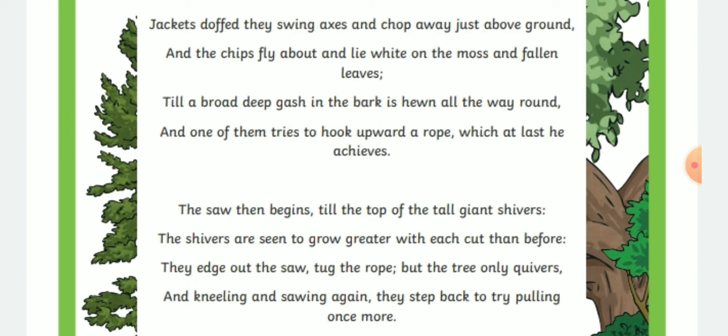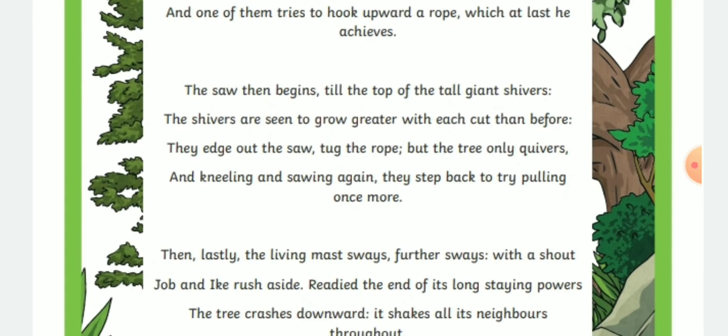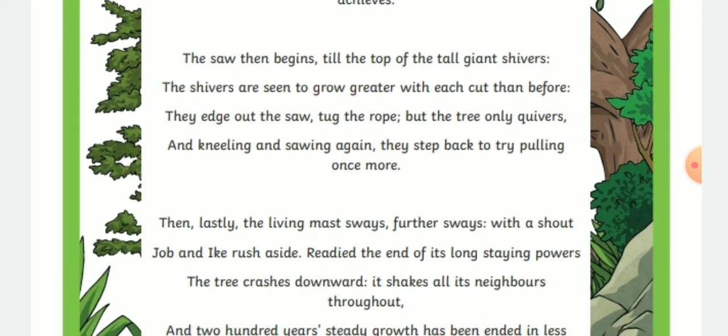Now the third line: till a broad deep gash in the bark is hewn all the way round. Here the meaning of hewn is given in your book. It means cut. They started cutting the tree. Then the fourth line: and one of them tries to hook upward a rope, which at last he achieves. Fine. So this is what. Then comes the third stanza. What does it say?